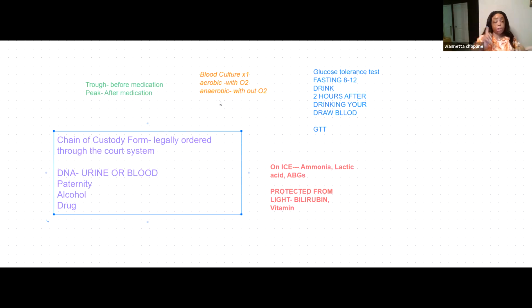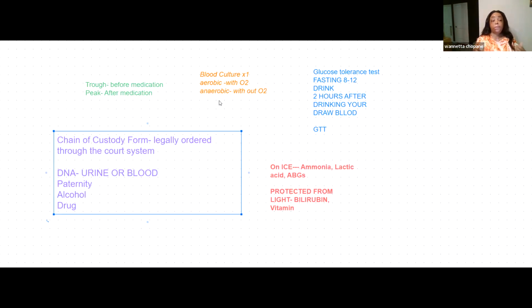So a doctor can order a drug test. A doctor can order an alcohol test. A doctor can even order a paternity test or DNA test regularly, and that's fine. You'll draw the blood, look on the requisition, and it'll tell you what tube to go in.